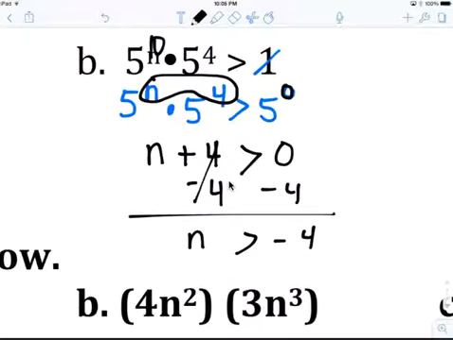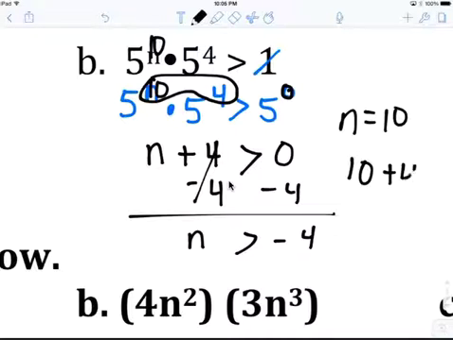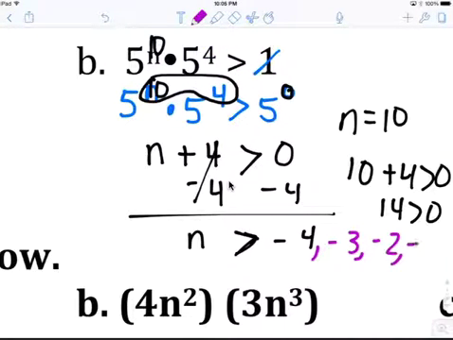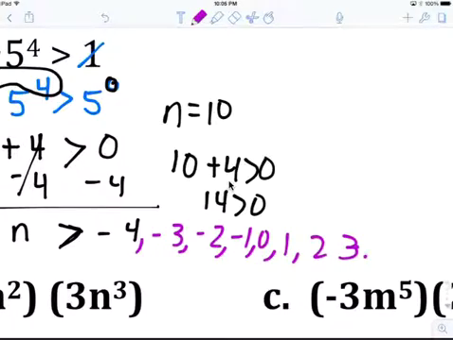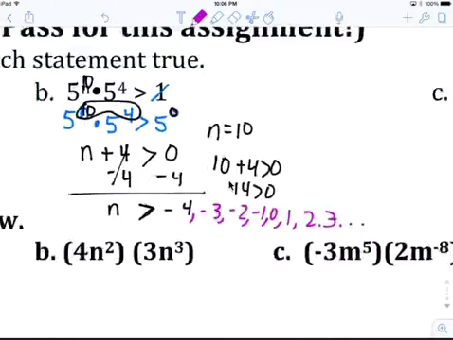So if you choose 10 here, 10 plus 4 is greater than 0, so 14 is greater than 0. If you choose n equals 10, you'll see that 10 plus 4 is greater than 0. 14 is greater than 0. So choose any numbers that way. So numbers that are greater than negative 4, you can choose negative 3, negative 2, negative 1, 0, 1, 2, 3. They're all greater than negative 4, okay?